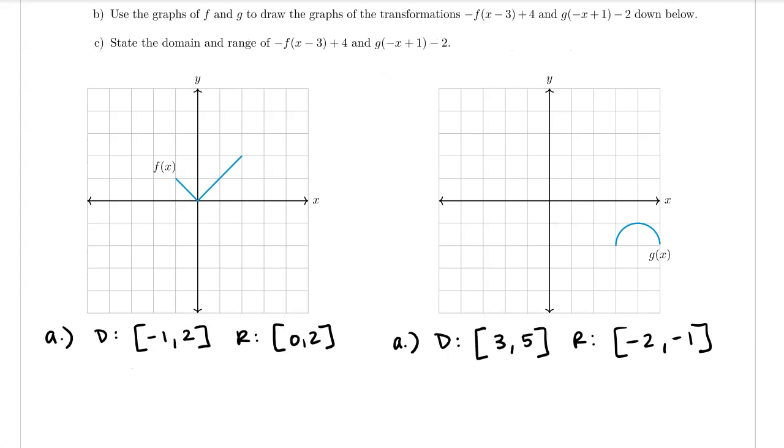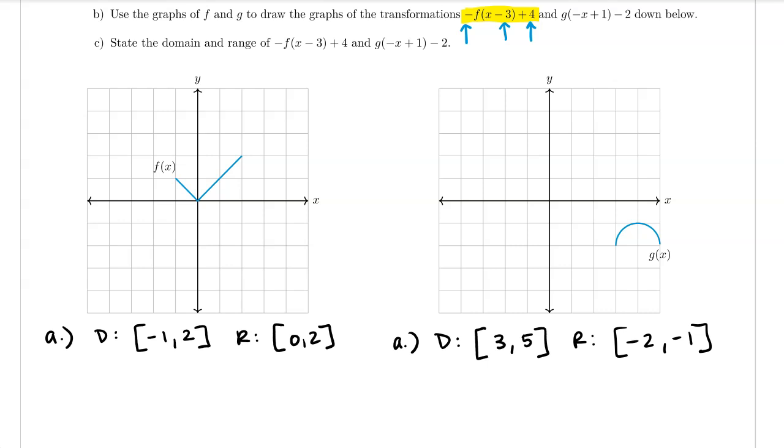Part B says use the graphs of f and g to draw the graphs of the transformations -f of (x minus 3) plus 4 and g of (-x plus 1) minus 2 down below. So let's go ahead and start with our transformation of the f of x graph. So we have 3 different transformations happening. We have the negative sign in the front, we have the -3 on the inside, and then we have the +4 on the outside of our parentheses. Let's just quickly walk through what each of those things does.